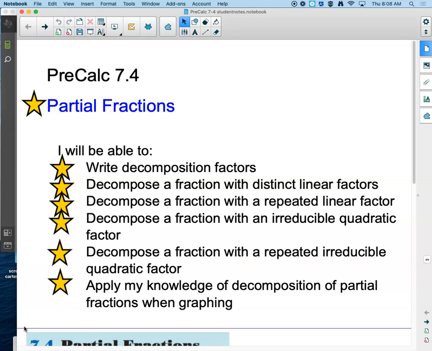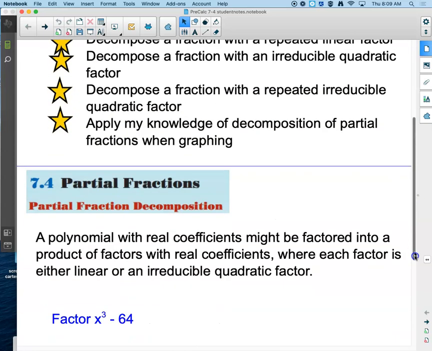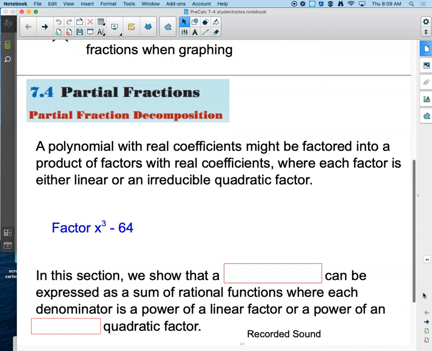We're going to decompose a fraction with distinct linear factors, decompose a fraction with a repeated linear factor, decompose a fraction with an irreducible quadratic factor. We'll talk about what those are when we get there. Decompose a fraction with a repeated irreducible quadratic factor, and apply our knowledge of decomposition of partial functions to graphs. You know, how does all this fit together? And as we go through this, it's one of those things that once you see it, then it starts to gel. So if I'm explaining how this is going to work and you're like, okay, I just can't see that yet, wait until we do one. It'll all come together for you.